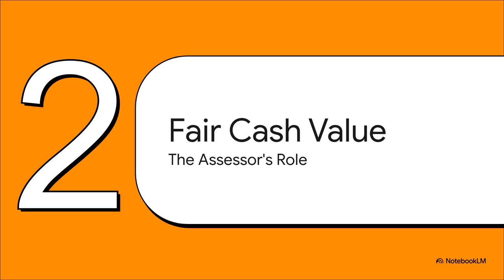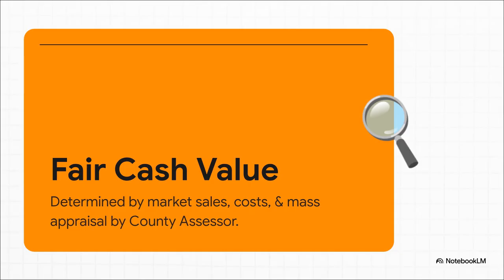Section 2, assessing fair cash value. All right, moving to the first variable of our equation. This is where we bring in the county assessor. The assessor looks at all taxable property in the county annually to figure out its fair cash value. But listen, they aren't just making this up. They determine it based on actual market sales, real construction costs, and mass appraisal data. They are basically taking the temperature of the real estate market.